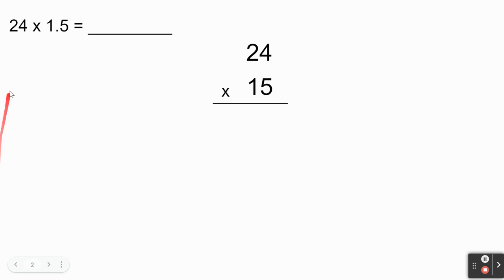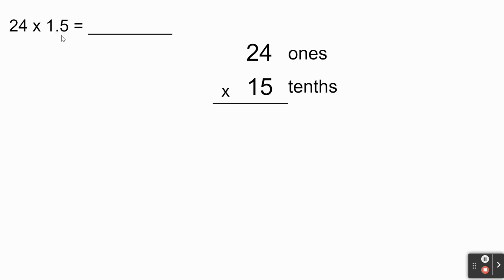We can see in the number 24, the 4 is in the ones place, so we're going to label this as 24 ones. In the number 1 and 5 tenths, the last digit 5 is in the tenths place, so we're going to label this as 15 tenths. Now we can start by multiplying the whole numbers just as we normally would.